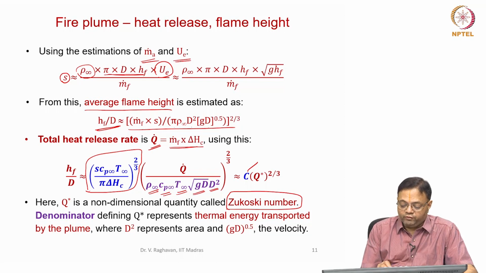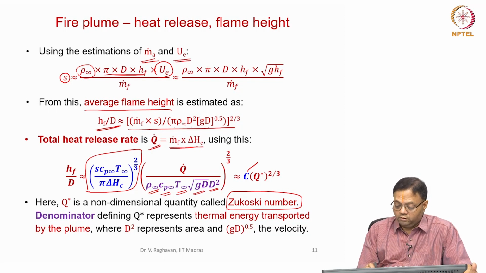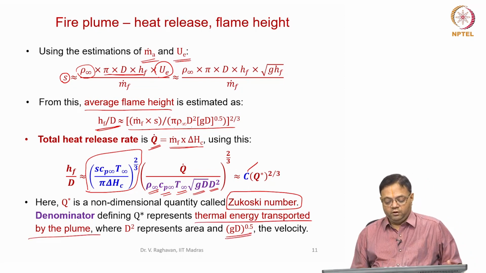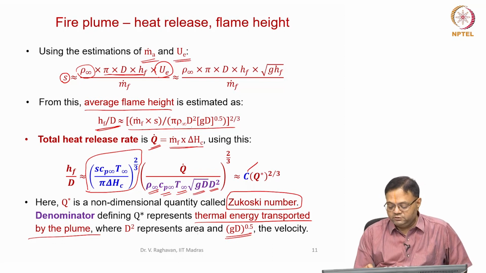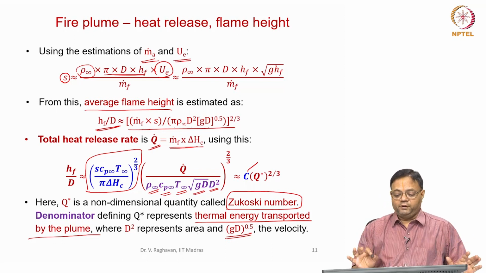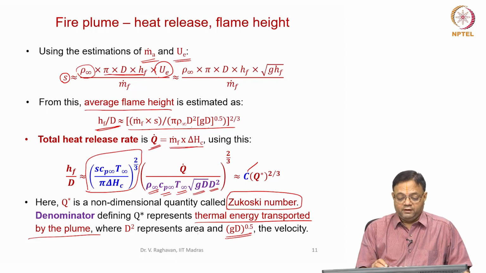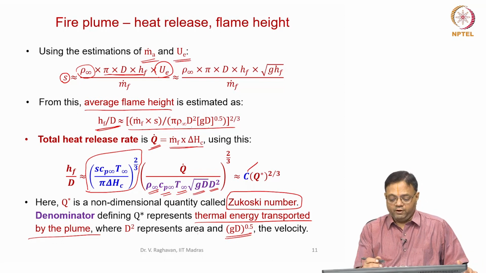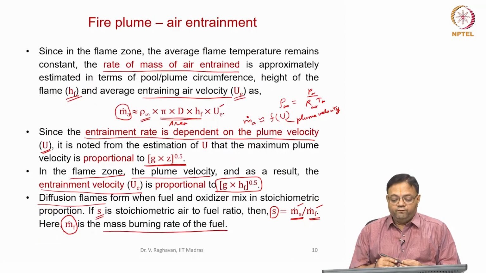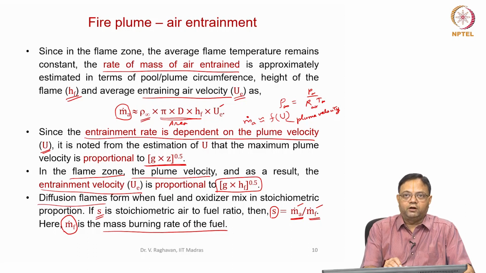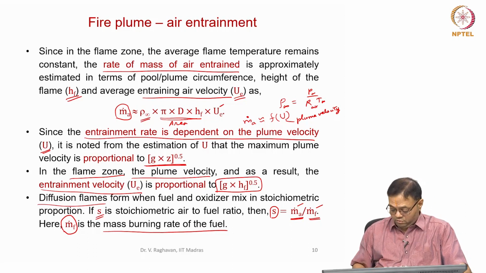Here, that rho infinity, Cp infinity, T infinity under root Gd into d square basically is the thermal energy transported by the plume, where d square represents the area and Gd power half is the velocity. So we have got expressions for the average flame height in terms of this. Here you can see that d is a characteristic length. We can put any length for this. So this is one of the estimates. What we are trying to do here is get some estimates for m dot A, and some estimates for HF.